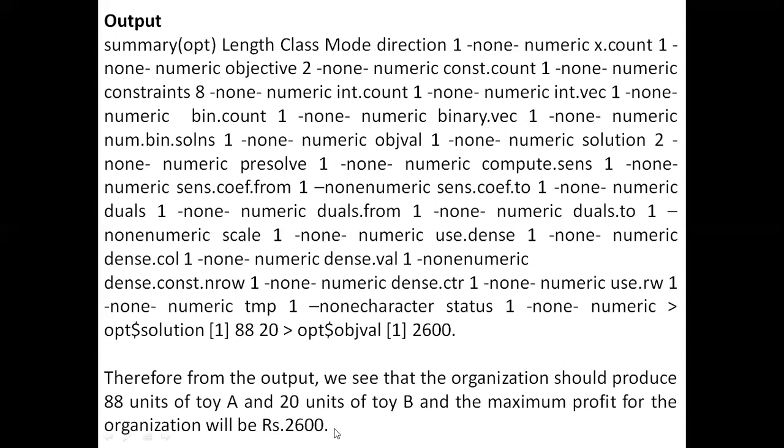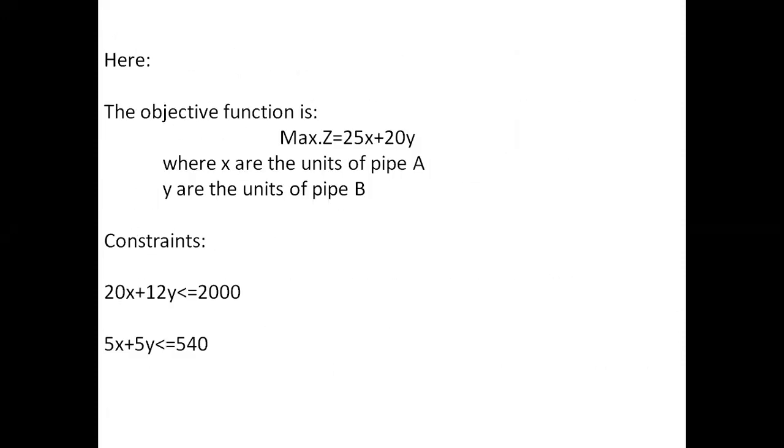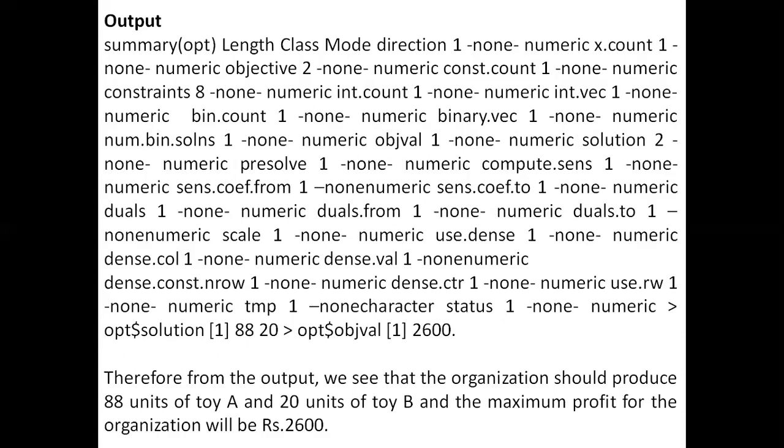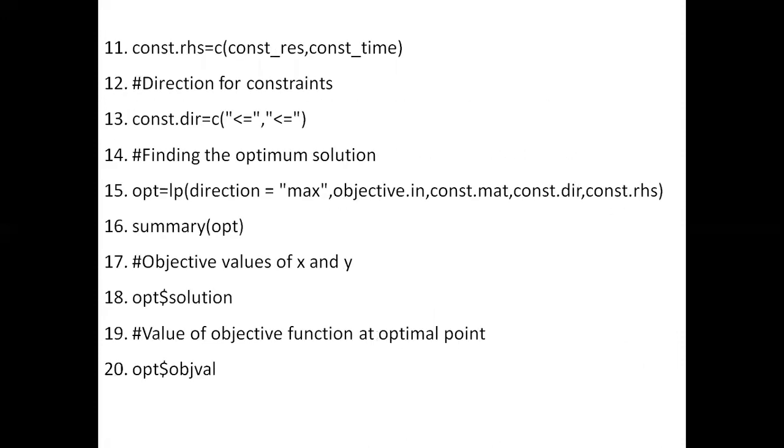So the functionality or constant values are x is equal to 88, y is equal to 20. We substitute into the obtained equation: maximum 25 into 88 plus 20 into 20. So we get the answer 2600, and this is the maximum profit achieved by the company upon manufacturing.